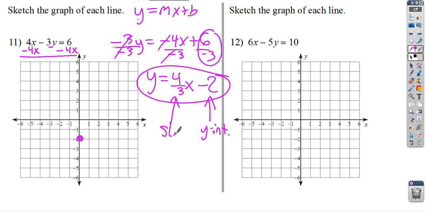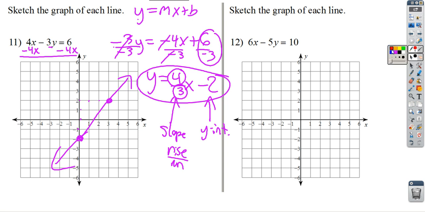And the slope, the m, is right there. And remember, slope is rise over run. So that means we're going to rise up 4, and we're going to go over to the right 3. So 1, 2, 3, 4, 1, 2, 3, over. All we need is 2 points, and then we just connect the dots, and we're done.